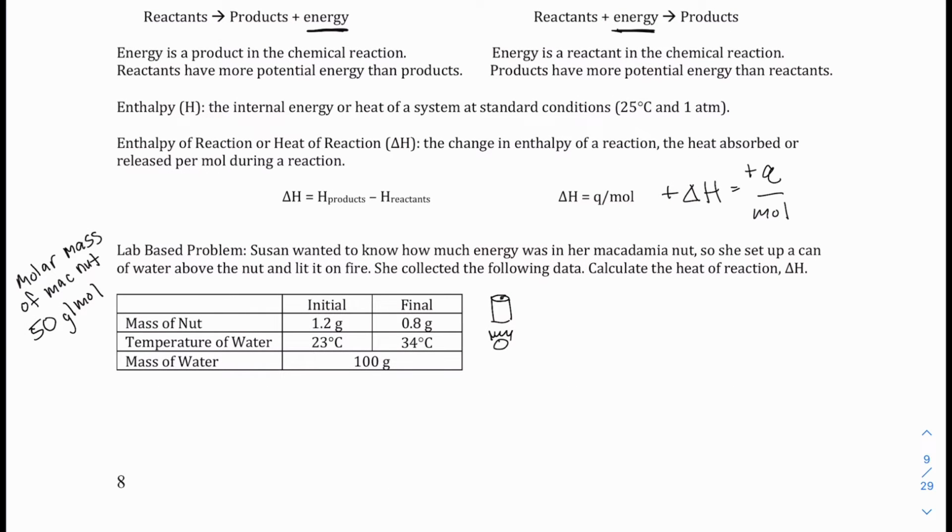Now let's do an example problem. This lab-based problem says Susan wanted to know how much energy was in her macadamia nut. So she set up a can of water above the nut and lit it on fire. She basically transferred the energy from the nut to the water in the can and calculated the heat of reaction by using Q over moles. Now, to figure out the Q of the nut, we're going to first determine the Q of the surroundings, which in this case was the water in the can.